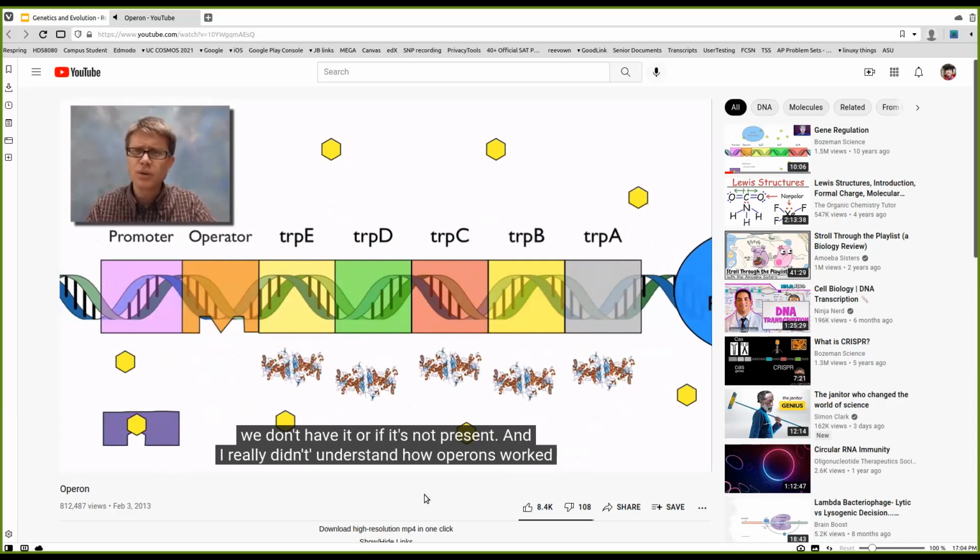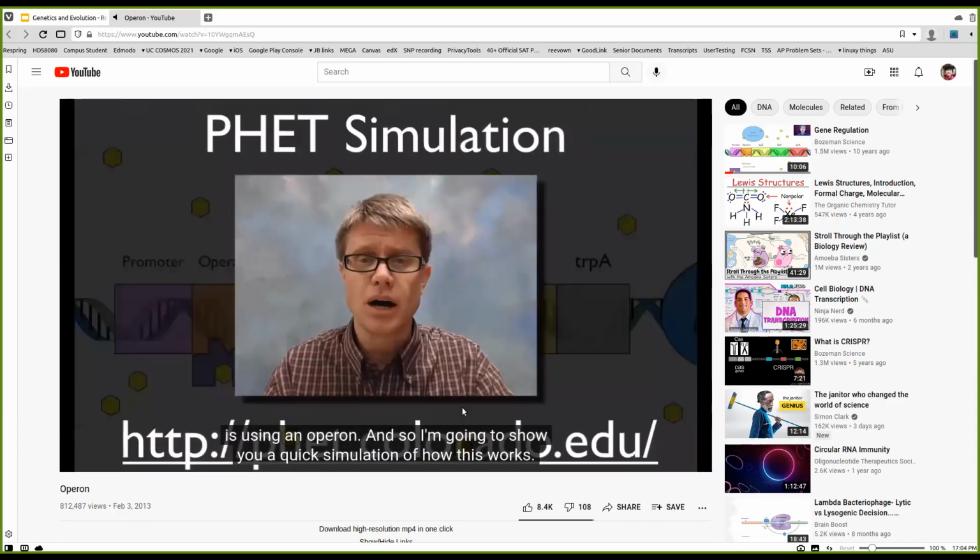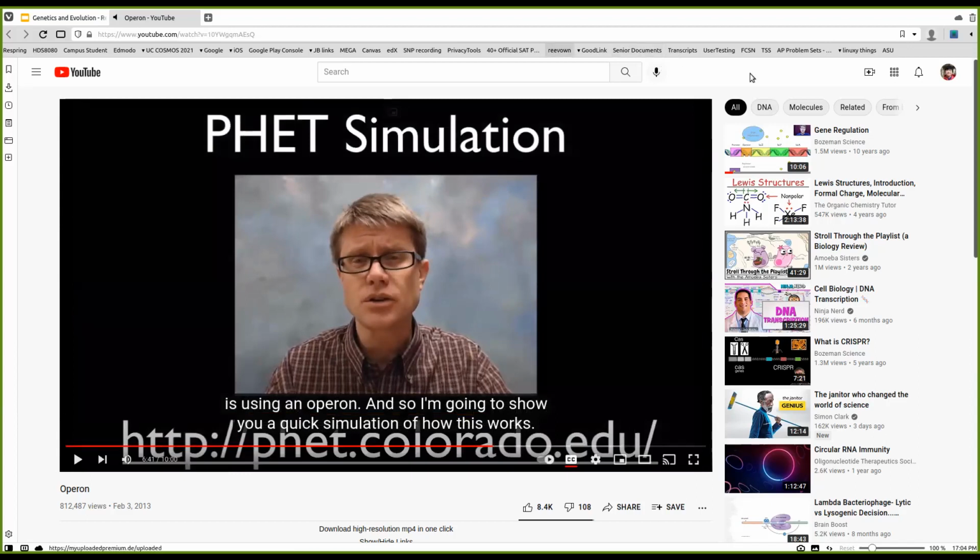And I really didn't understand how operons worked until I stopped thinking like a scientist and really started thinking like an engineer. We've got a problem that we have to solve, and one of the great ways we can do that is using an operon.